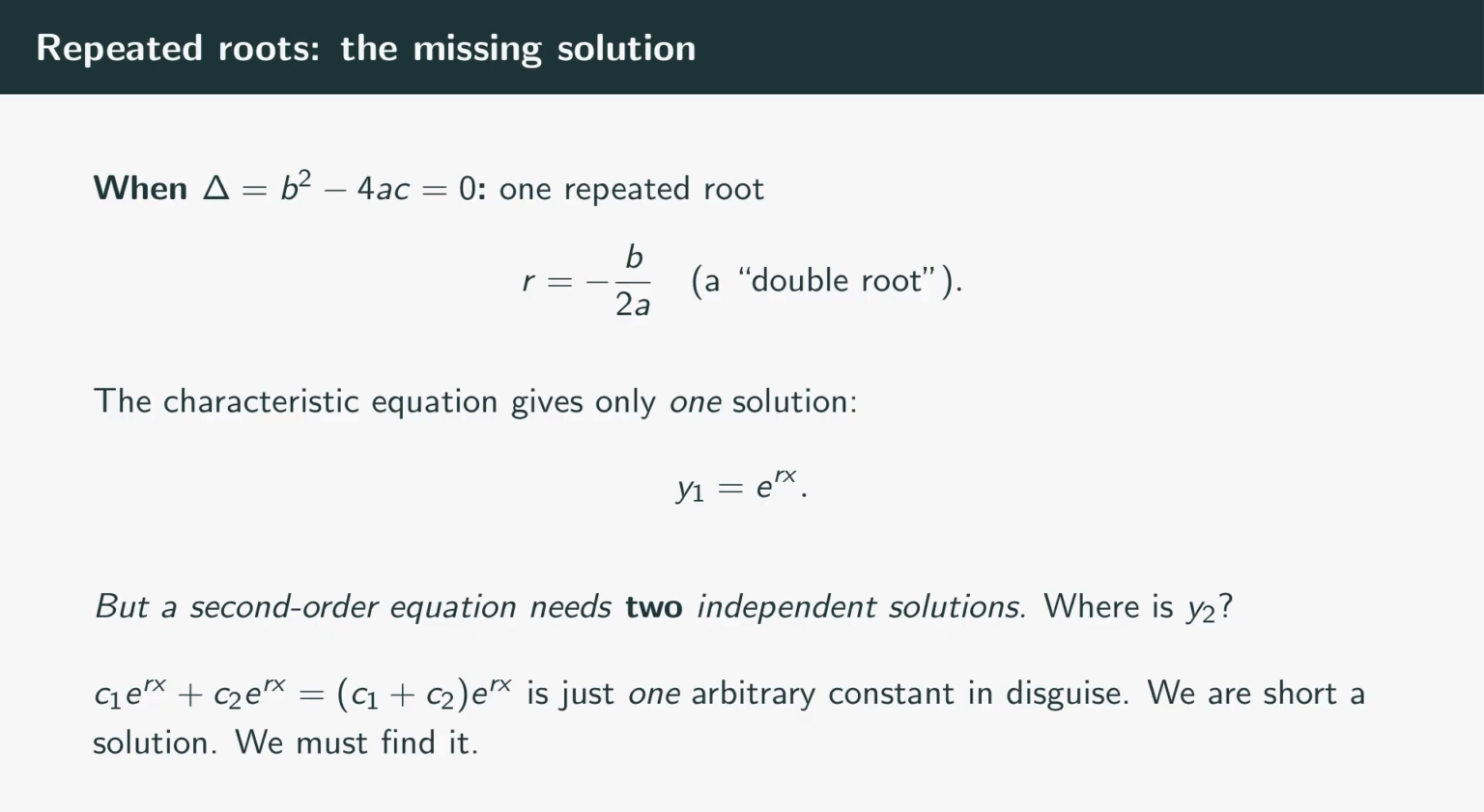A second-order equation needs two independent solutions to build its general solution, but the characteristic equation has handed us only one, y1 equals e to the rx. You might try to use it twice, but c1 e to the rx plus c2 e to the rx just collapses to a single constant times e to the rx. That is one solution with one constant, not two. We are genuinely short a solution. So the question becomes, when the characteristic equation only gives one root, where did the second solution go and how do we recover it?